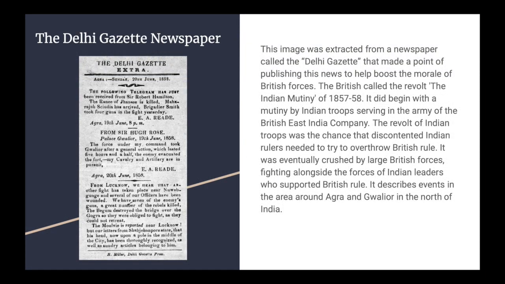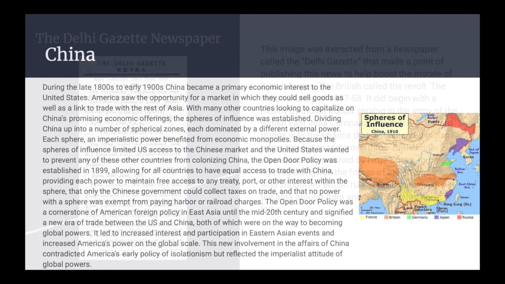As you can see, this primary source was from the time period it happened in, which was 1858. This image was taken from the newspaper called the Delhi Gazette. The purpose of this was to boost the morale of British forces. They called this revolt the Indian Mutiny. This revolt was meant to have the chance to disconnect Indian rulers and try to overthrow British rule. Unfortunately, it was taken down by the British forces with the help of Indian leaders who supported British rule.